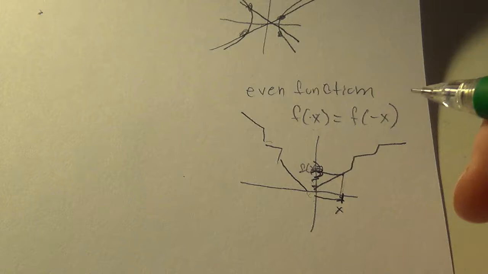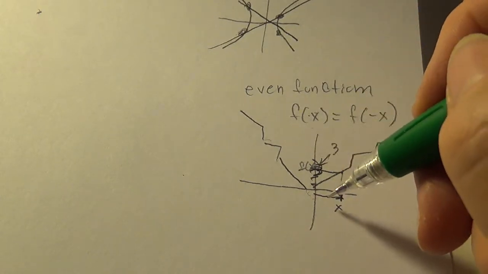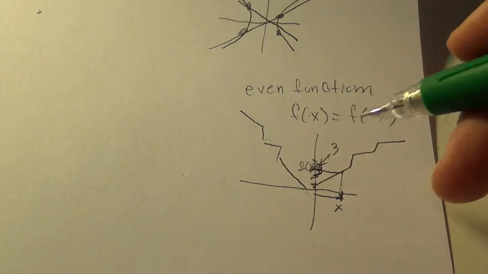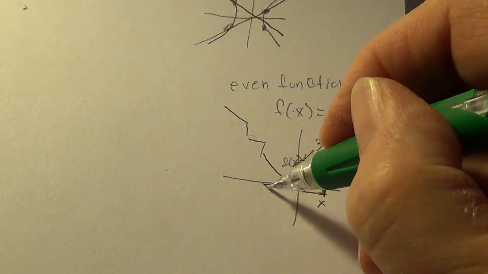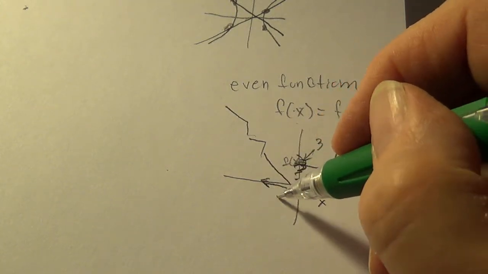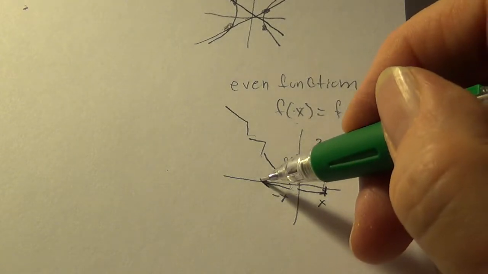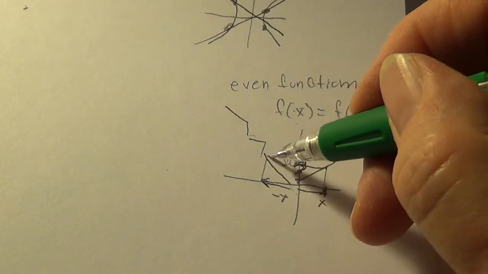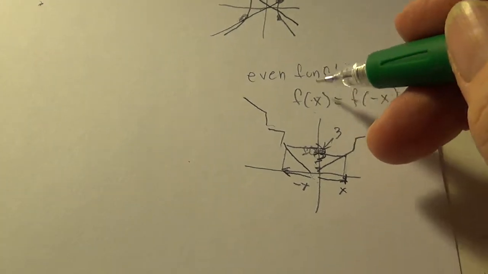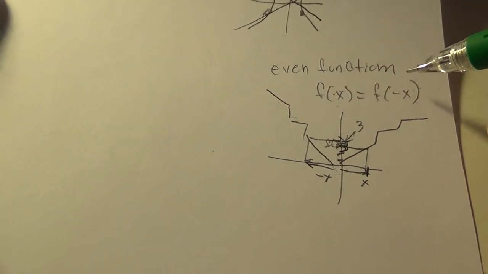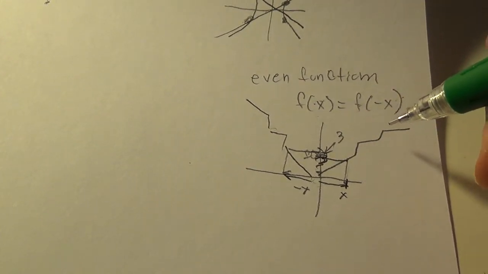1, 2, 3. So that value there on the y-axis is 3. Now, if I go out the same amount on the other side, negative x, same value the other direction, so this is negative x, and I look at f of negative x, I go up or down until I hit the graph, and you see its value is also 3. So if f of x equals f of negative x for all spots, it's an even function.